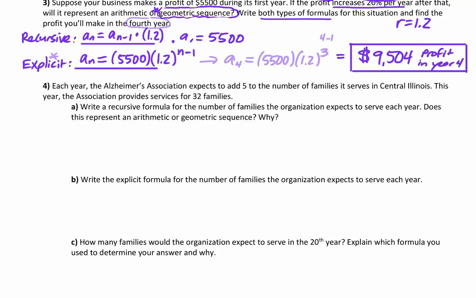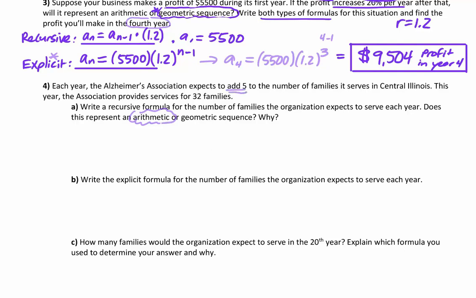So it says, each year, the Alzheimer's Association expects to add 5 to the number of families it serves in central Illinois. This year, the association provides service for 32 families. So question A says, write a recursive formula for the number of families the organization expects to serve each year. Does this represent an arithmetic or a geometric sequence? And then why?